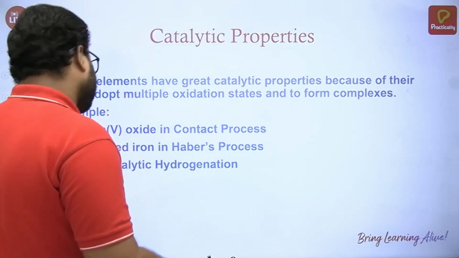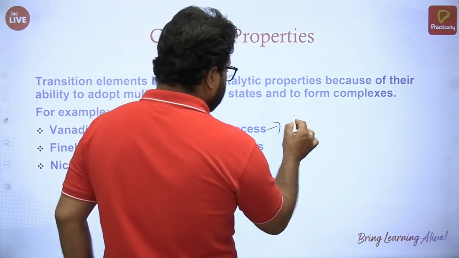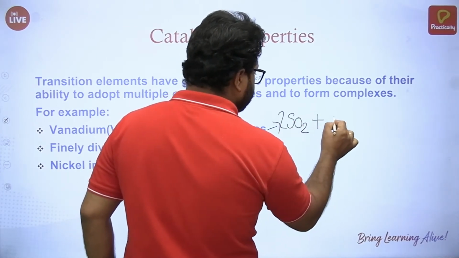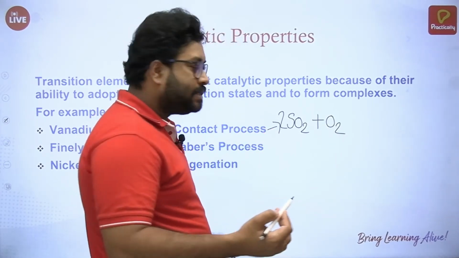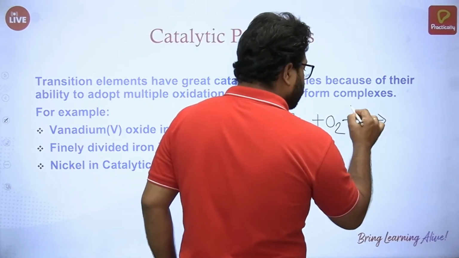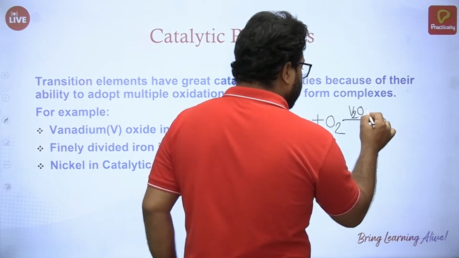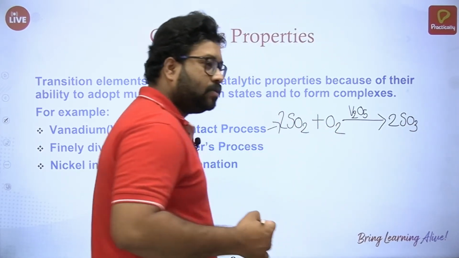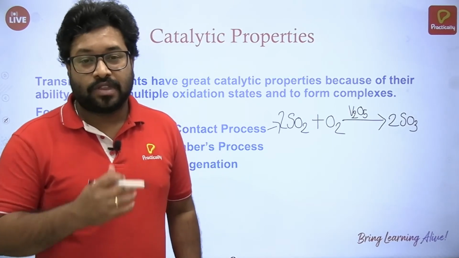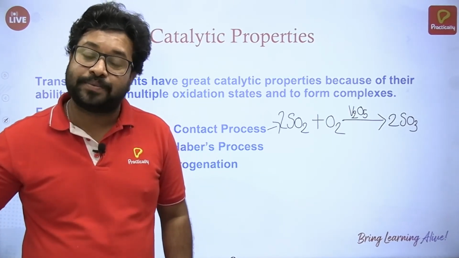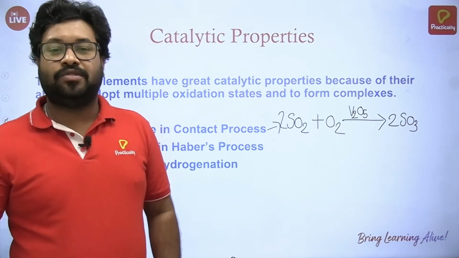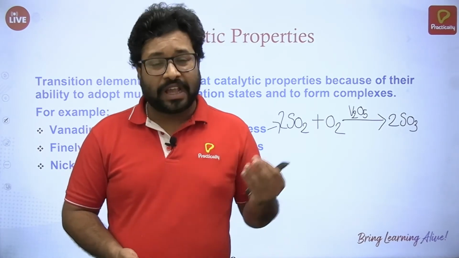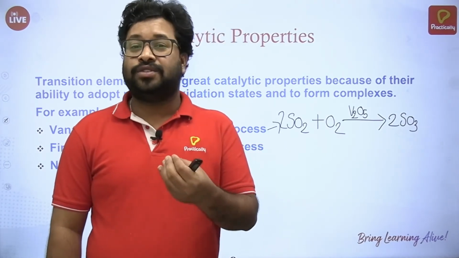Let me tell you how. In the contact process, 2SO2 and O2 react like this in the presence of V2O5, vanadium pentaoxide. It forms 2SO3. This SO3 then combines with sulfuric acid to form H2S2O7, oleum, which then reacts with water to give you 2 moles of sulfuric acid, which we will see in the p block elements. Here I just have to tell you where we use this particular catalyst.